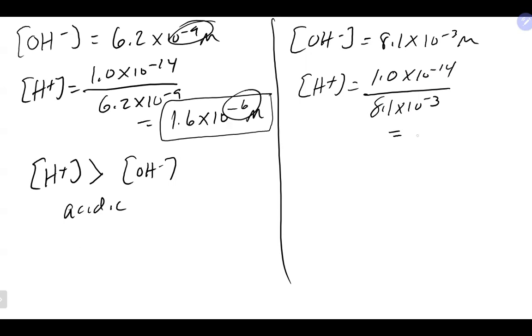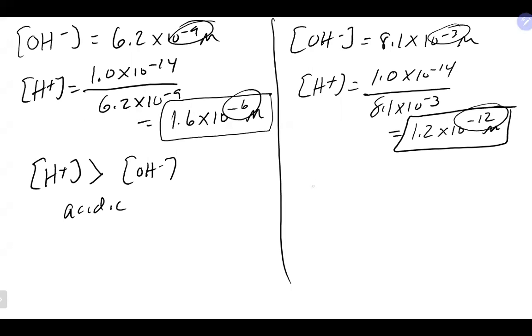That gives us, looks like 1.2 times 10 to the minus 12 molar. And in this case, minus 12 is much smaller than the minus 3. So it is the OH minus that is larger in this case, which means it should be basic. Any question on any of those calculations?